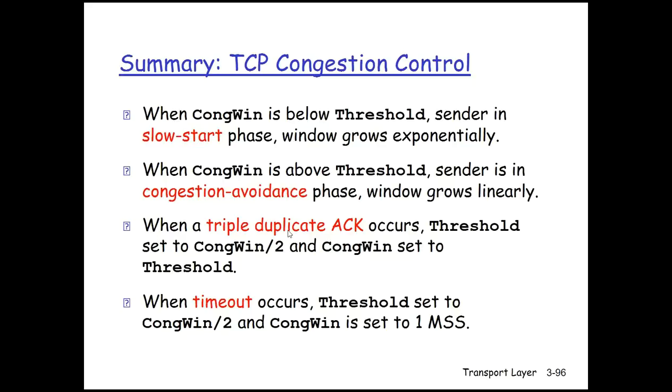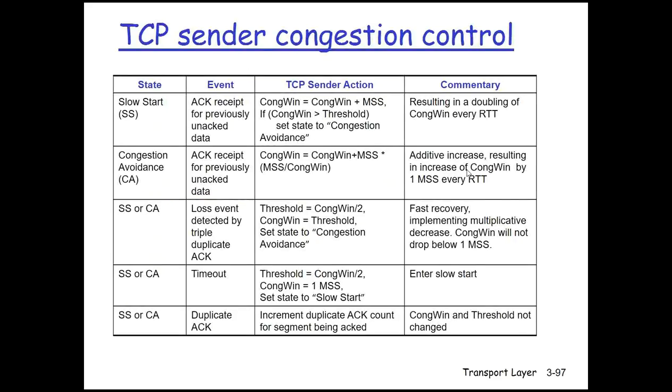When a triple duplicate acknowledgement occurs, the threshold is set to one half of the congestion window and the congestion window is set to the threshold. When a timeout occurs, the threshold is set to the congestion window divided by 2 and the congestion window is set to 1 MSS. This is really what you need to answer right here, Sam. You need to memorize that.